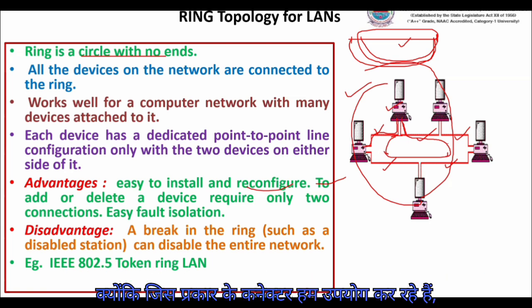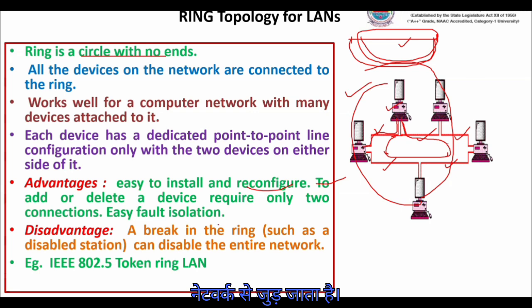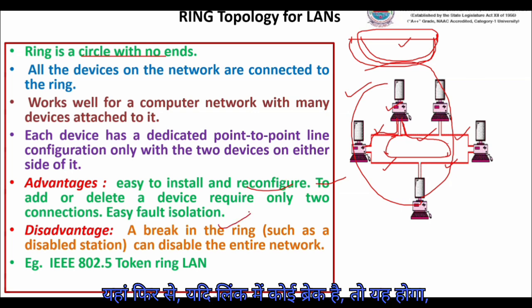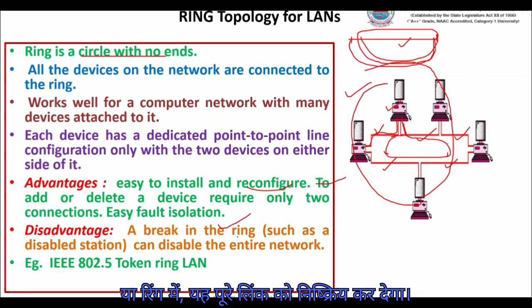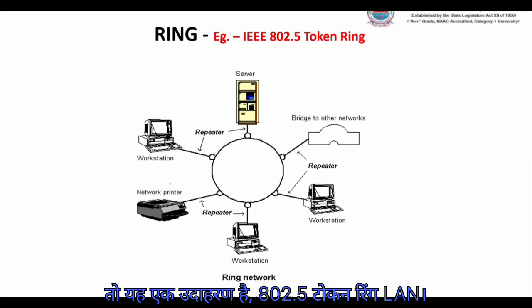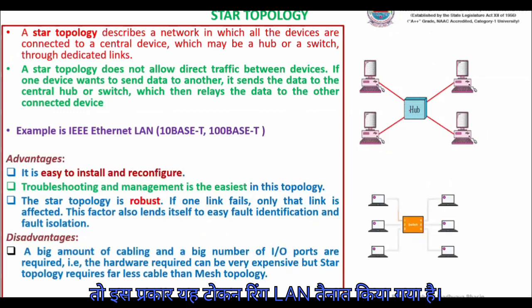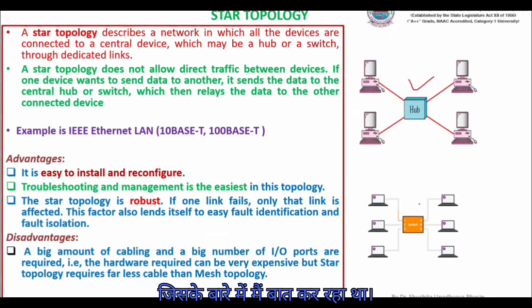Because with twisted pair, it's always easy to install, because the kind of connectors which we are using, just click on that connector and your computer is connected to the network. Here again, if there is a break in the link, in the ring, it will disable the entire network. So this is an example, 802.5 token ring LAN. So this is how this token ring LAN is deployed.